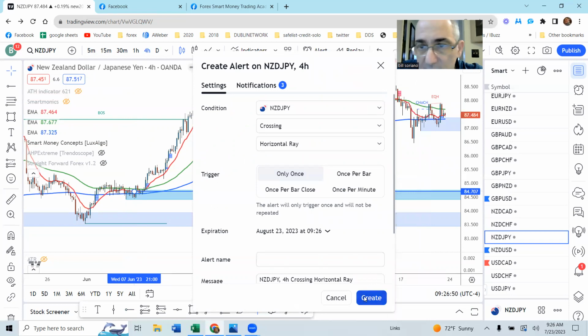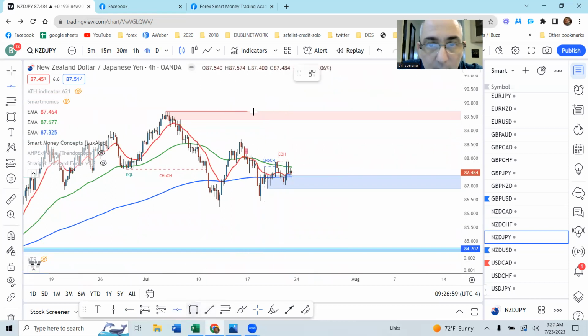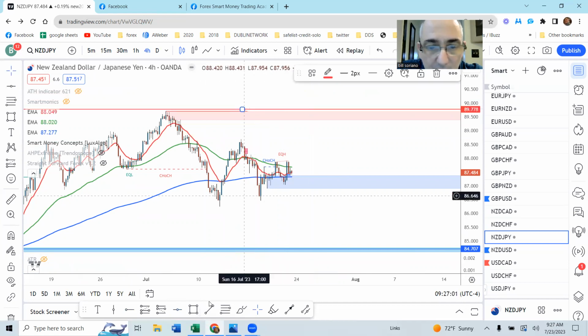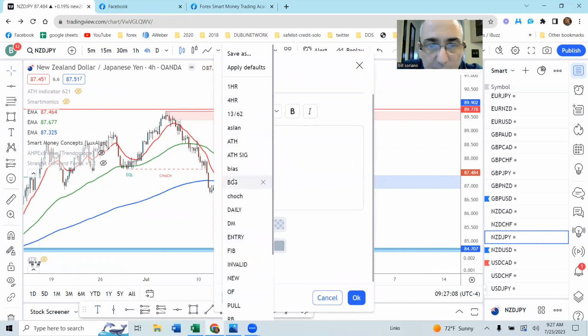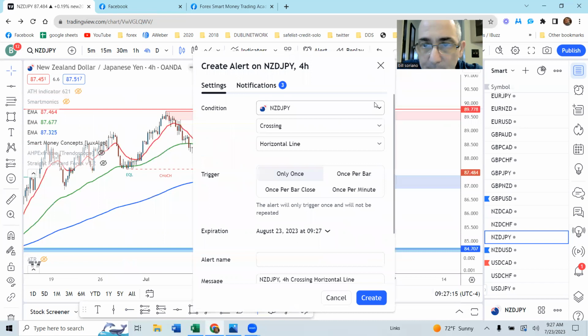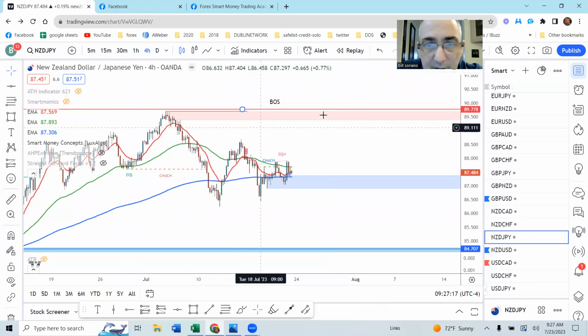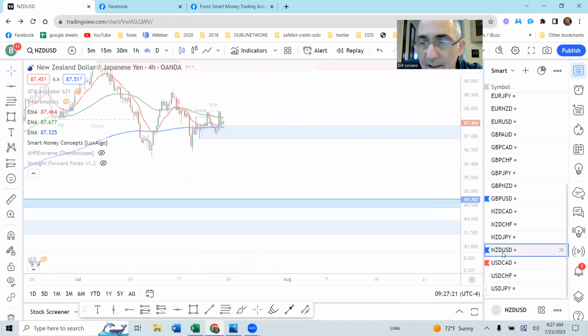But the other thing that we can do is, since this is so far away, we can also set a break of structure alert up here a little bit higher. And we can label that up here. We can call that break of structure alert. And if this alert goes off, then that tells us that we would be able to identify a different area. But as for right now, our area is down here.